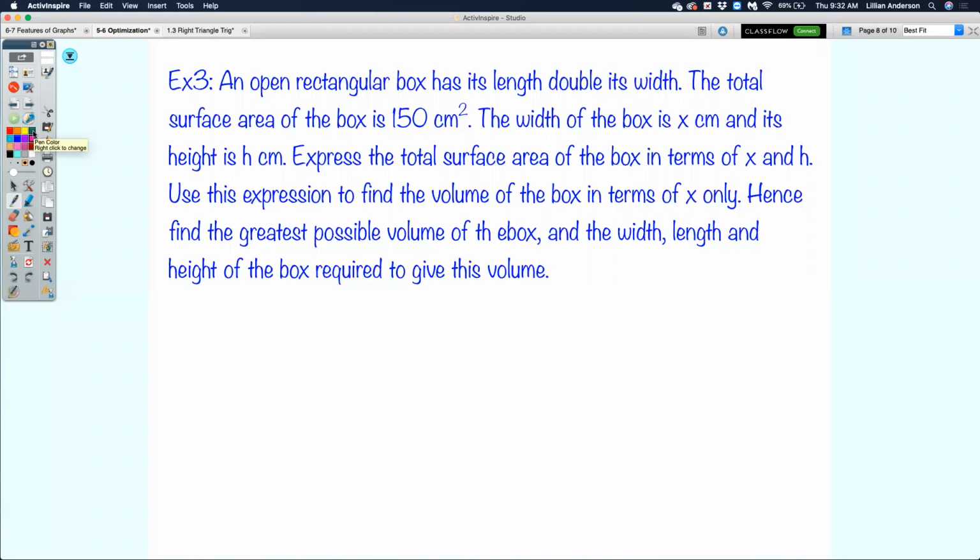So again, it's a little bit long, but it's really broken up into a few different parts. First off, it says to express the surface area of the box in terms of X and H. Let's treat that as part A, okay? So an open rectangular box, here might be a good time to draw a picture, right? So we have a rectangular box.